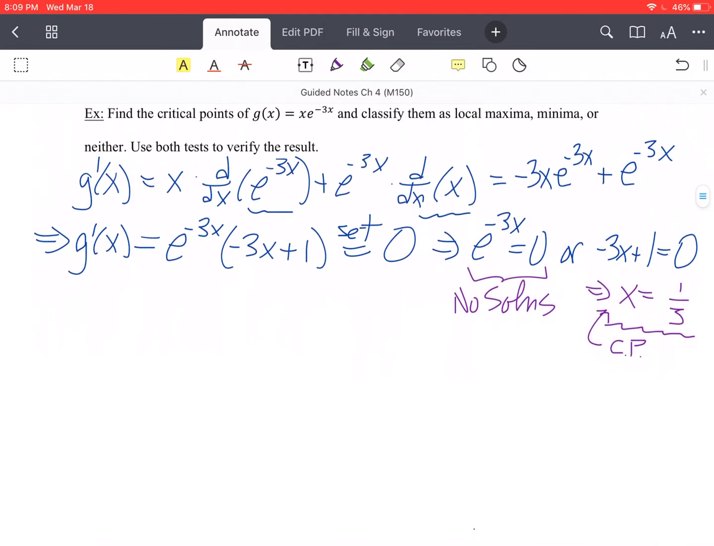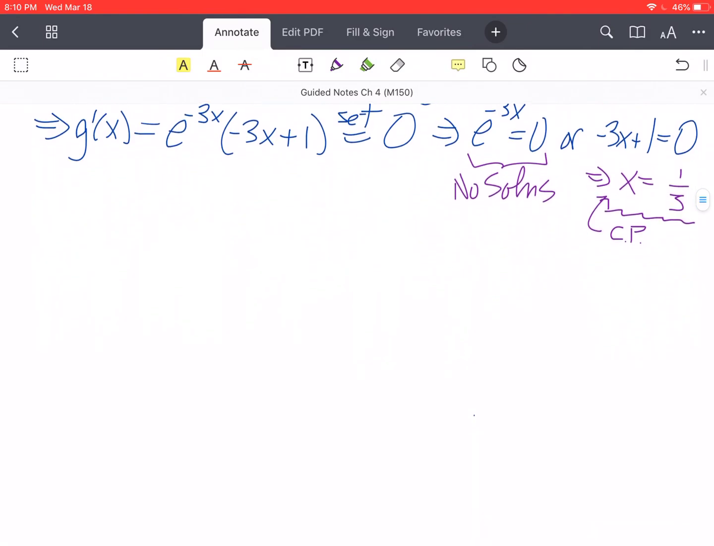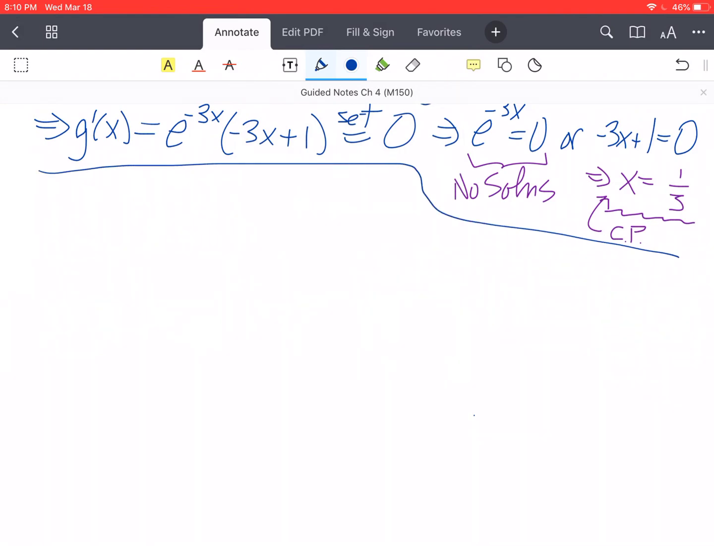Now, once we have the critical point, we can go ahead and start running tests to determine whether it's a max or a min or neither. So first up, let's go ahead and do the first derivative test.